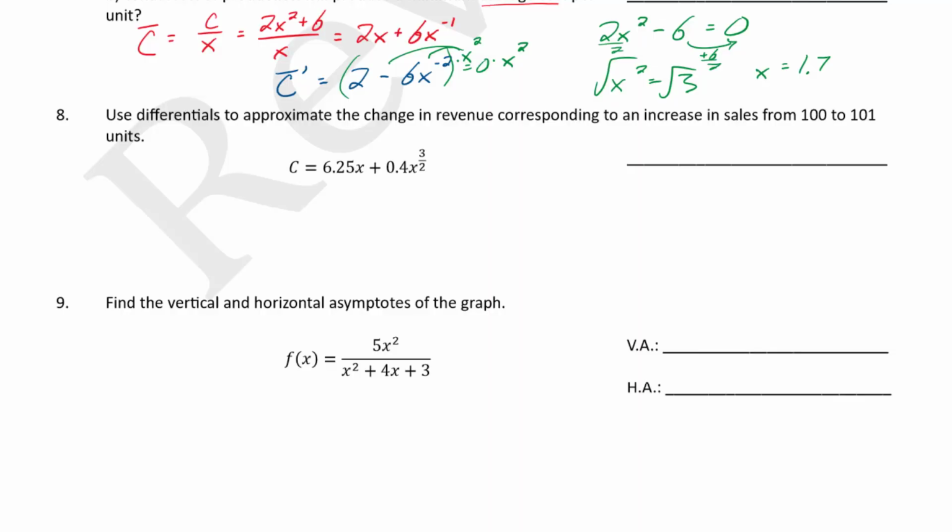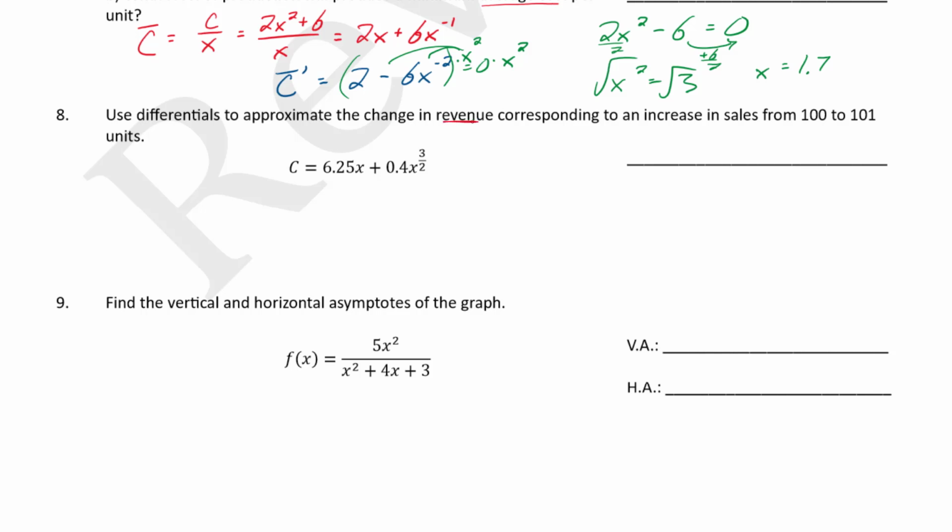Moving on now to number 8. This one wants us to come up with whatever the differential for our cost is, which is called the marginal cost. Try and get it all by itself, but also figure out what would be the change in that.